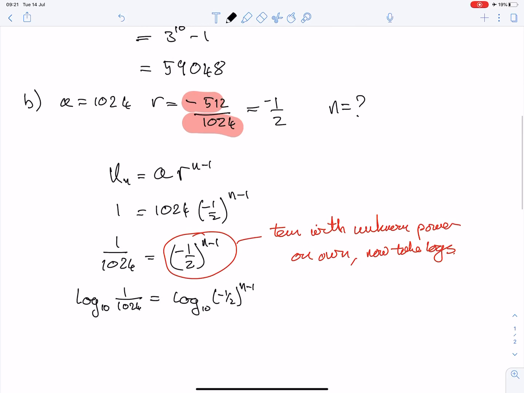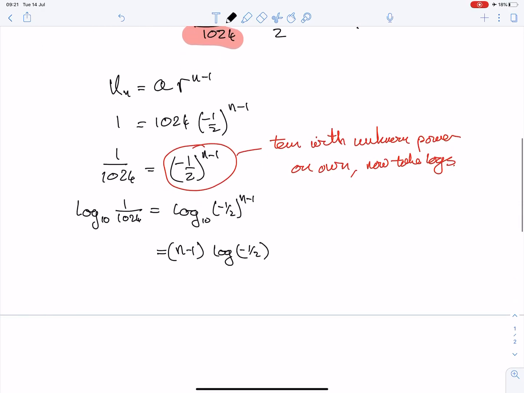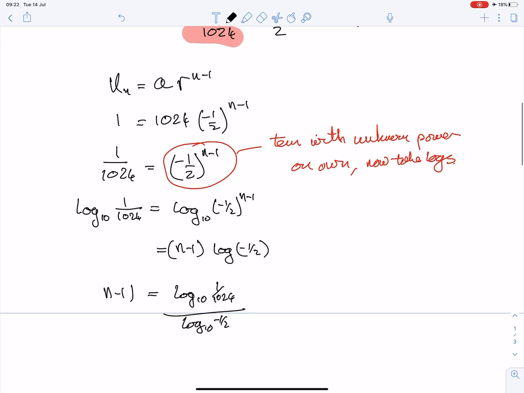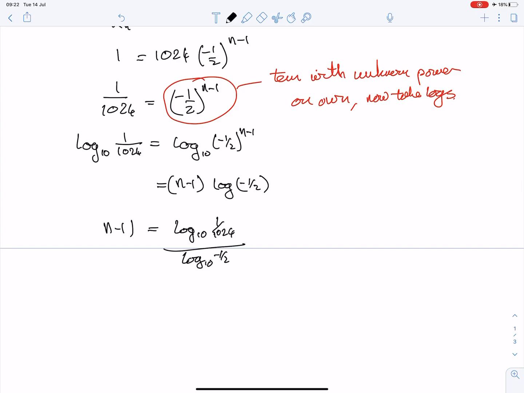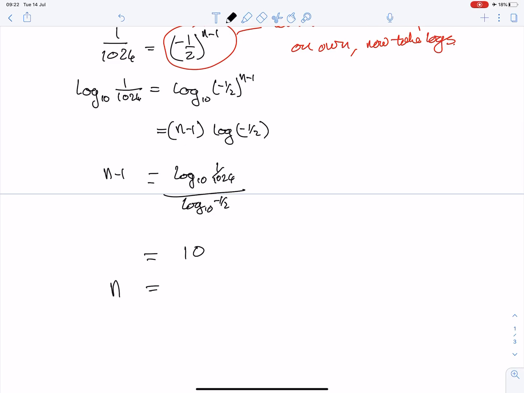Okay, we can use our log laws to bring the power down. So we've got n minus 1 times log of negative a half. Divide, so n minus 1 is equal to log to the base 10 of 1 over 1024 over log to the base 10 of negative a half. We can tap that in the calculator and get a value out, which should be 10. So n equals 11.